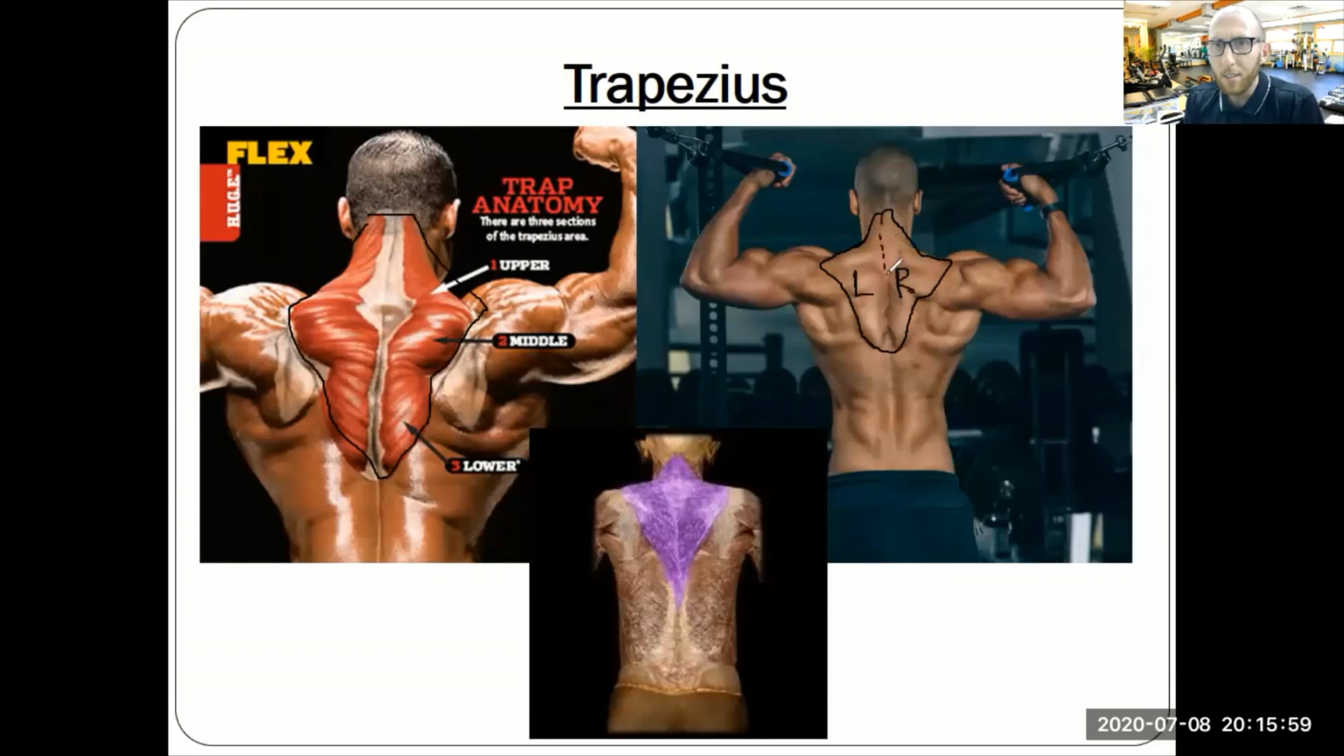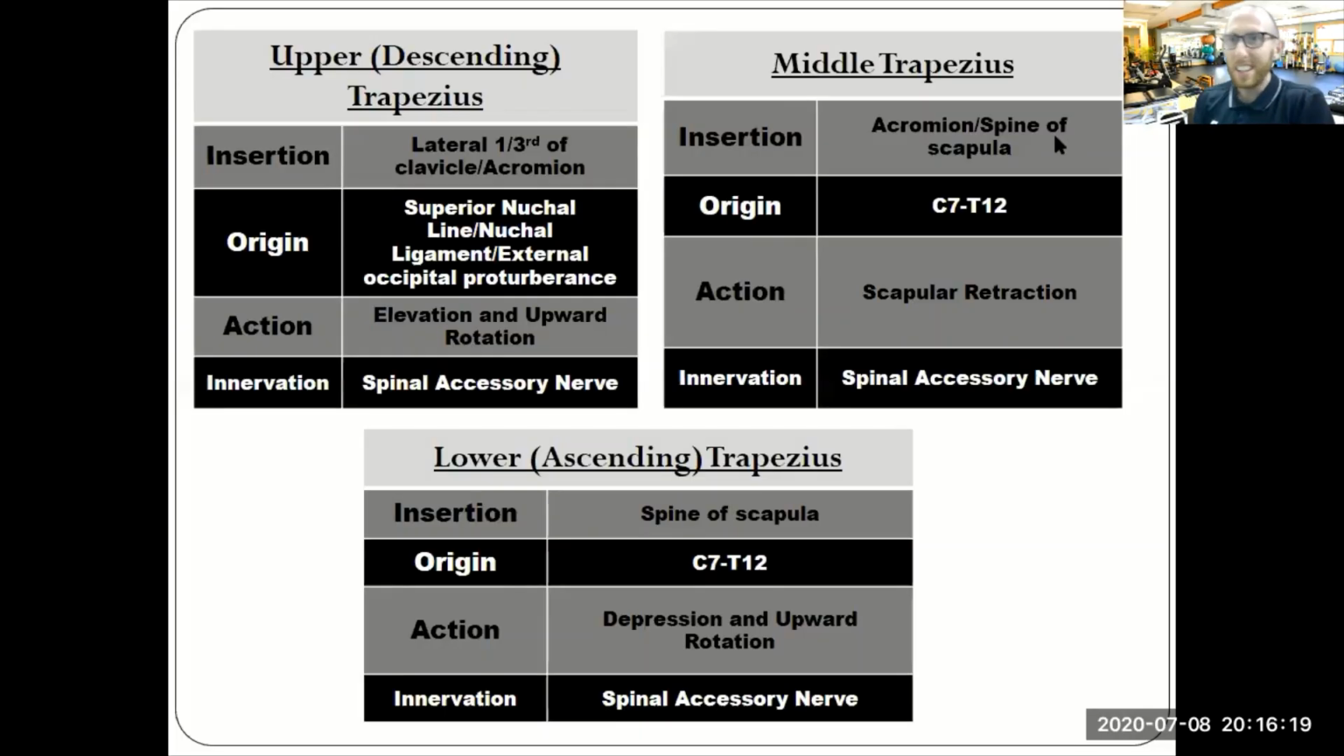I draw a dividing line down the middle for those traps. Here's a cadaver picture showing you it in purple. The more perspectives you have, the better on these muscles. And here are my summary tables from your book.